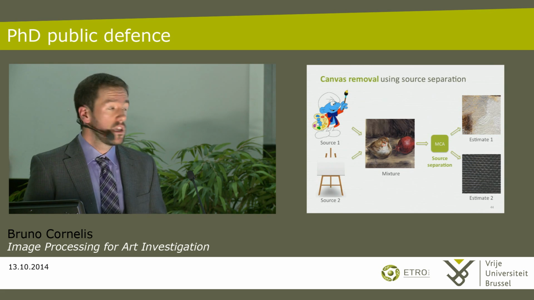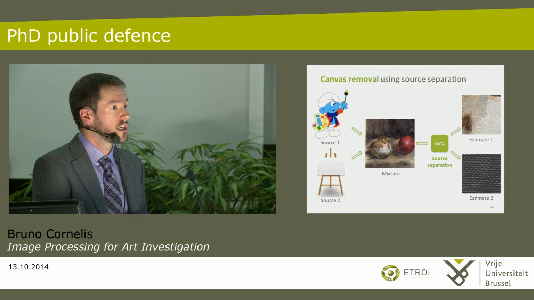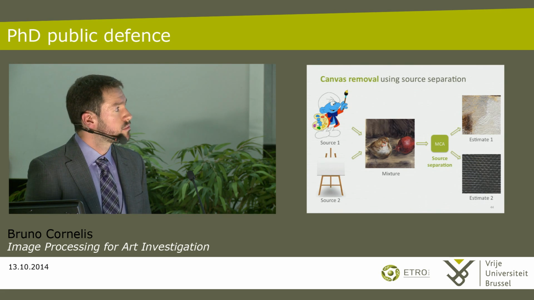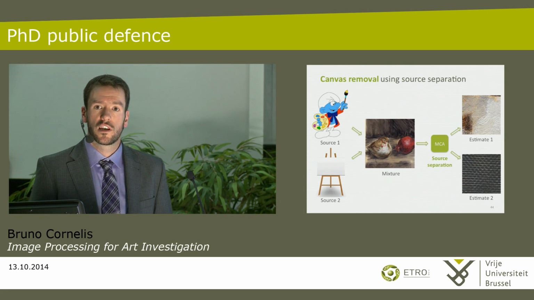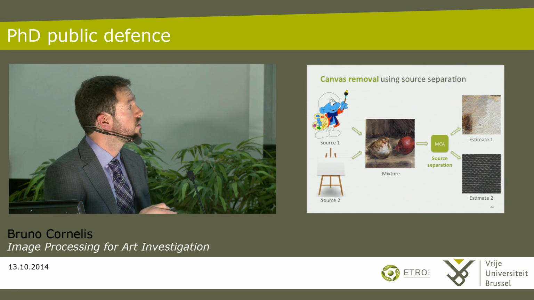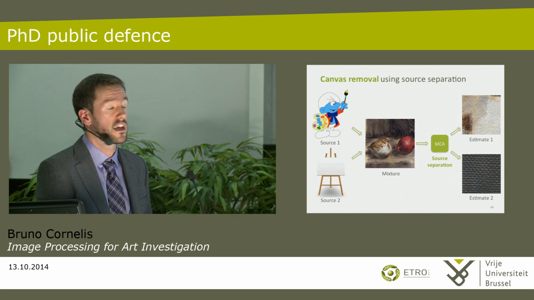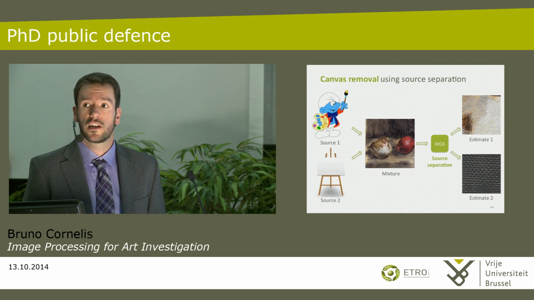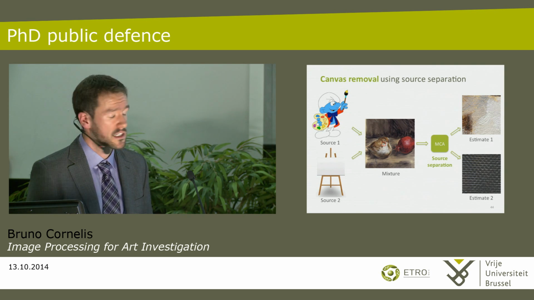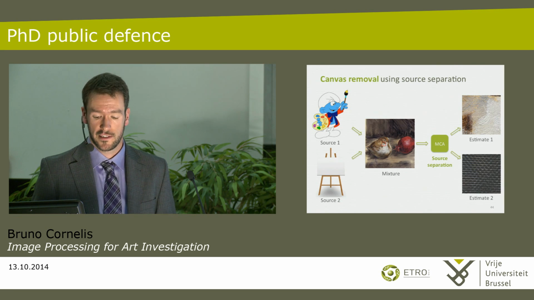When the painting is made, we have something that's called a mixture signal, and we apply a source separation algorithm, which will give us an as close as possible representation of each of these two sources. So on one hand, we have our painting, on the other hand, we have our canvas. The source separation technique we applied is called MCA, which stands for Morphological Component Analysis.